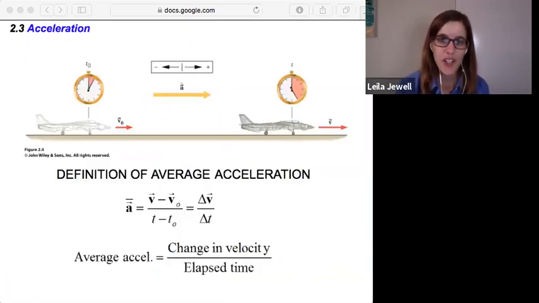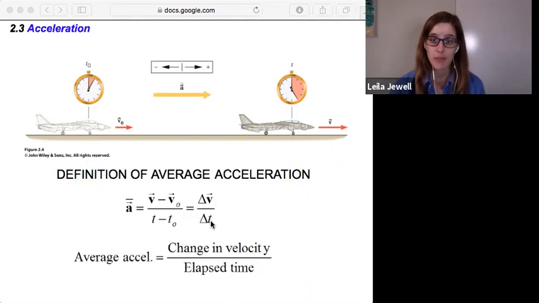So let's check out our definition of average acceleration. Average acceleration is the change in velocity divided by the change in time. So notice the velocity has a vector, an arrow over it. It's a vector, it has a direction. That means the acceleration also has a direction, has an arrow over it. So let's try this with an example.